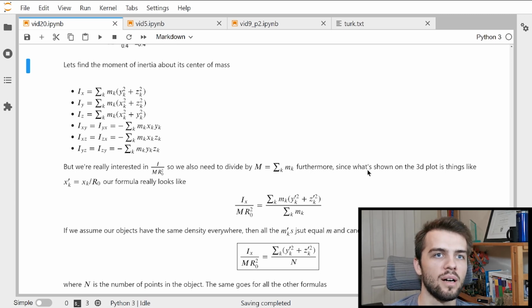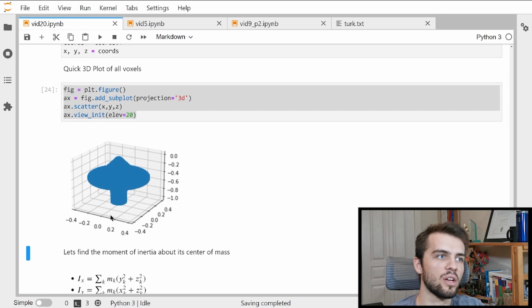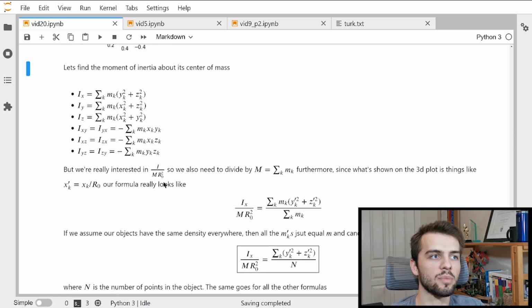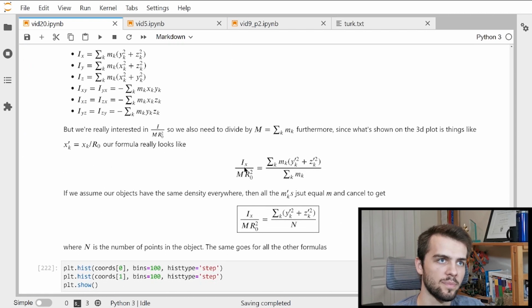And furthermore, since what's shown in the 3D plot are things like xk prime, which is xk over r naught, I'm assuming that a unit of 1 here corresponds to r naught. I also want to normalize and divide by r naught squared as well. So Ix over mr naught squared is equal to this: the sum over k, mk, yk prime squared plus zk prime squared.